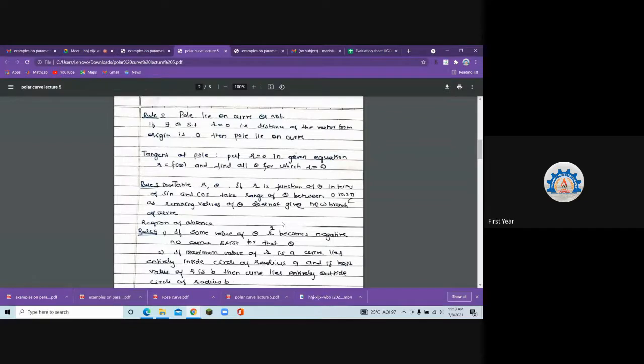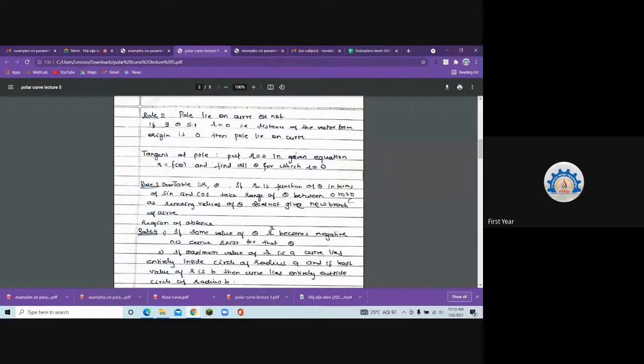So I want only some theta for which r will become 0, not necessarily theta equal to 0 and r equal to 0. Unlike in a Cartesian curve where both x and y are 0, here it is not so. When I substitute that value of theta, I should get r equal to 0, and using x equal to r cos theta, y equal to r sin theta, I will get x and y both 0. Yes or no? Yes, ma'am. So I will say that the pole lies on the curve if there is a theta for which r is becoming 0.